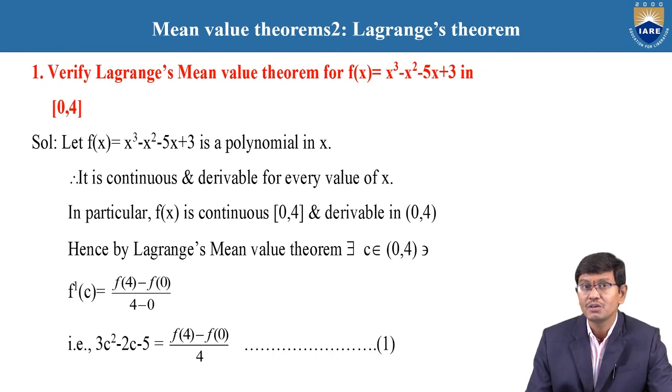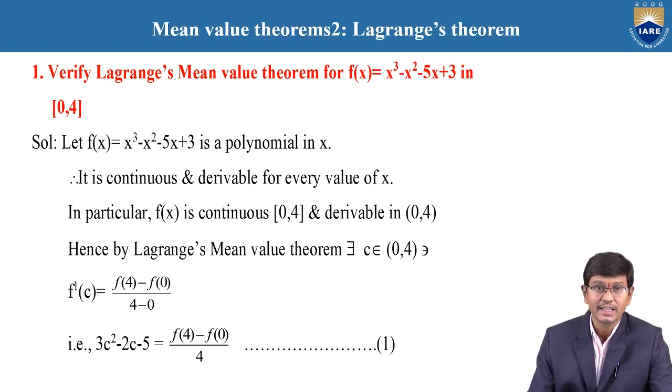Next one, now we need to observe one problem: whether the function satisfies Lagrange's mean value theorem or not. The function is x cube minus x square minus 5x plus 3 in the interval 0 comma 4. Clearly, this function is a polynomial function. Therefore, every polynomial function is also a continuous function. And second, the derivative of f of x exists. Why? Because the derivative is 3x square minus 2x minus 5, which is a finite value for all the values in 0 comma 4.